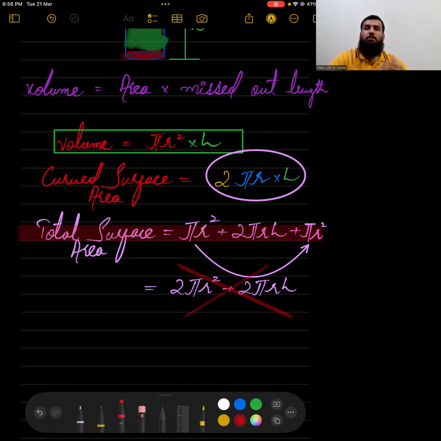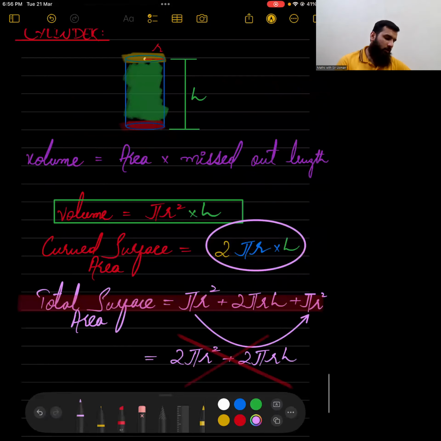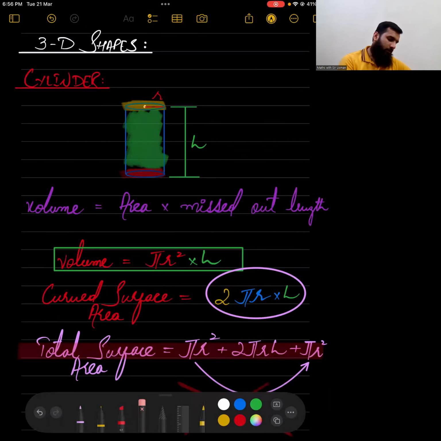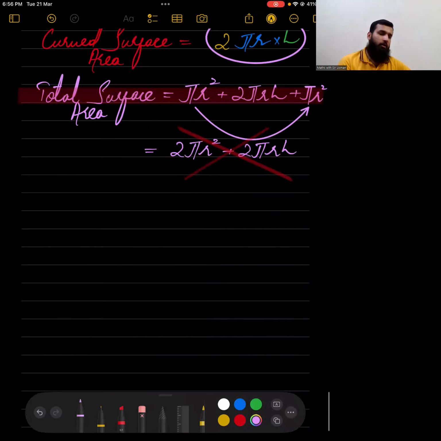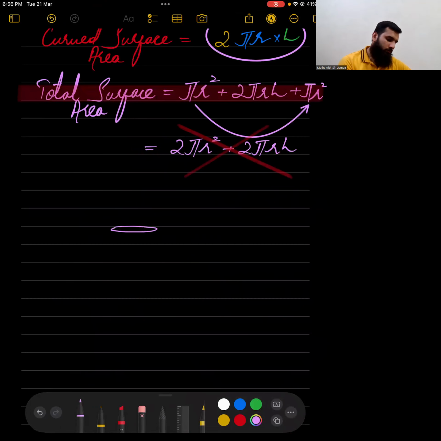Now let's take up an example of a past exam question. So in 2017, there was a shape having a cylinder, but on the top of this cylinder, we were provided with a cone. So the examiner actually gave us a cone at the top.